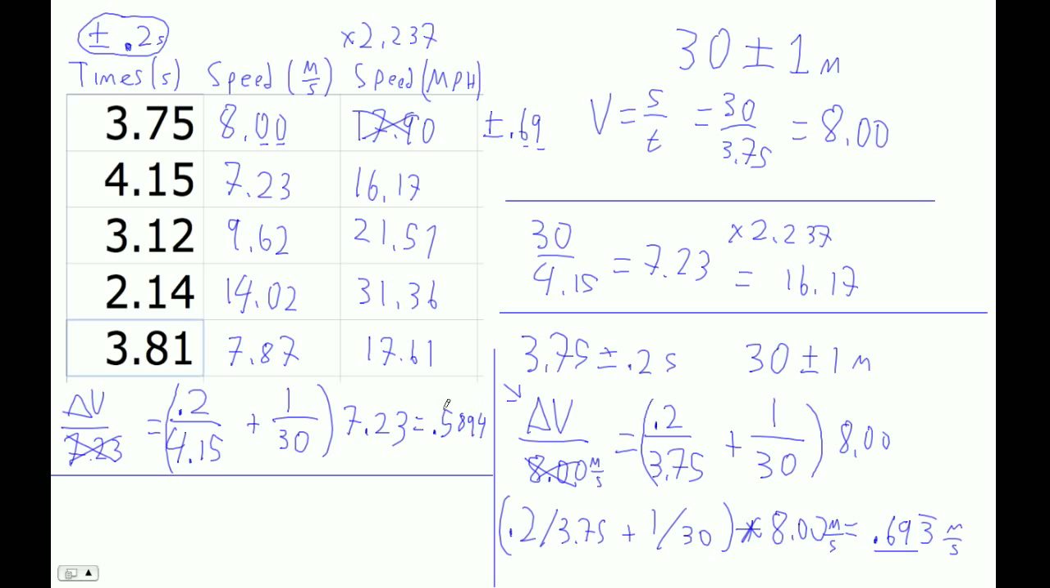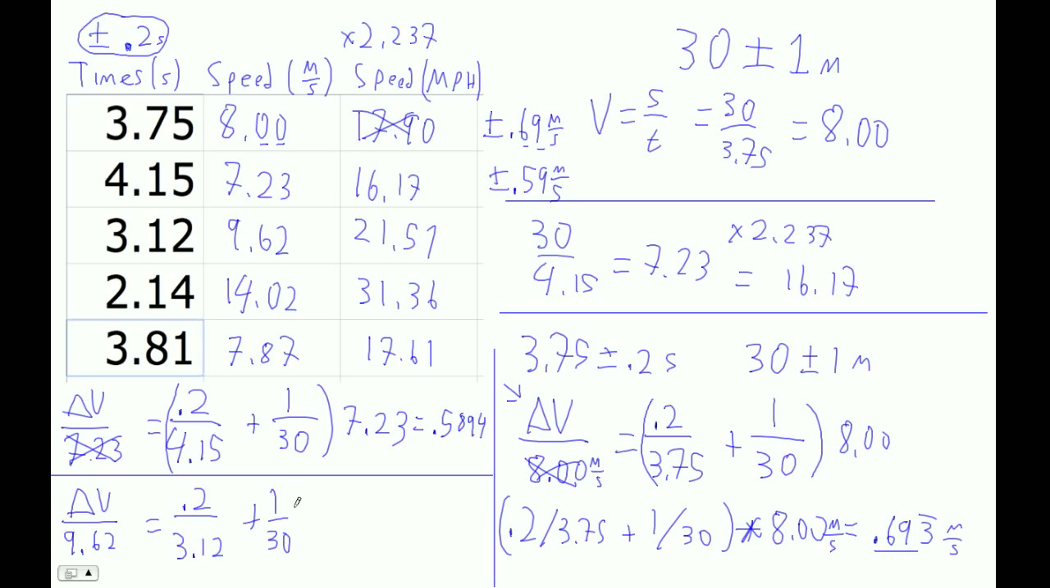Now I'm going to round that to 2 places because I think that's what IB wants. So 0.59. This one is plus or minus 0.59 meters per second. Okay, let's do one more. Let's do this one here, 3.12. That yielded the answer 9.62. So the uncertainty of that velocity is to the velocity, 9.62, as 0.2, which is always the uncertainty of time, over 3.12, plus 1 over 30.